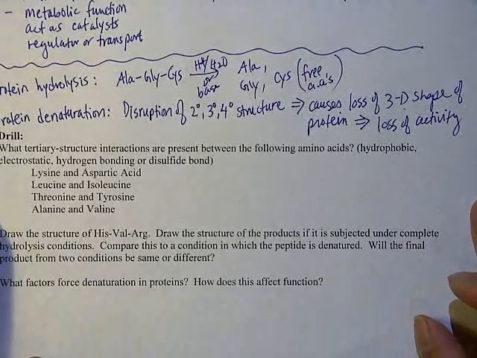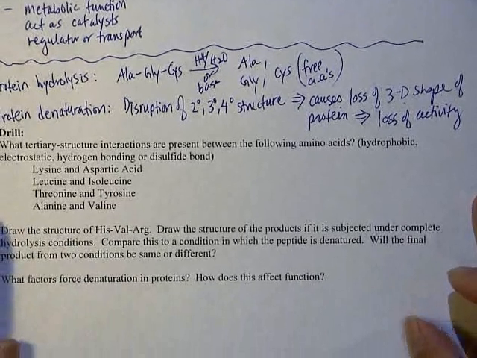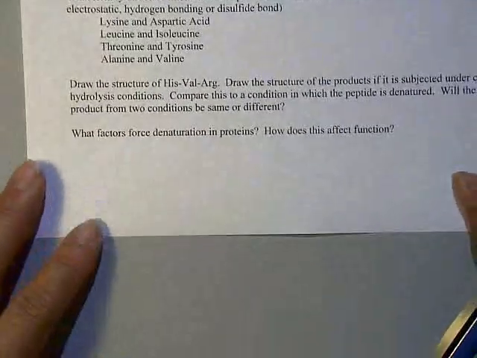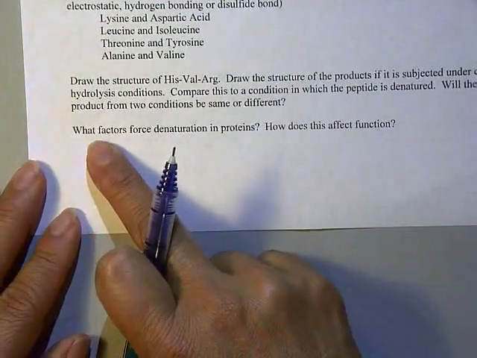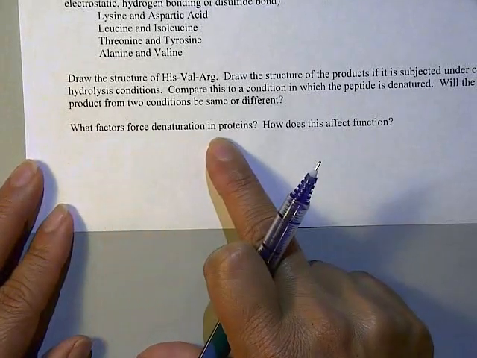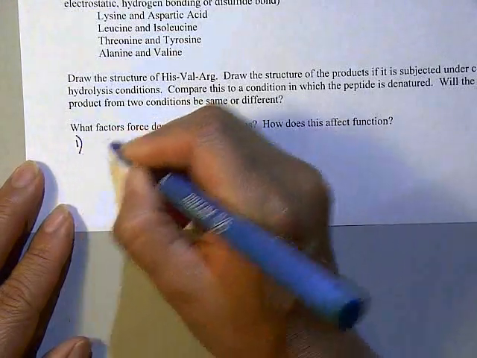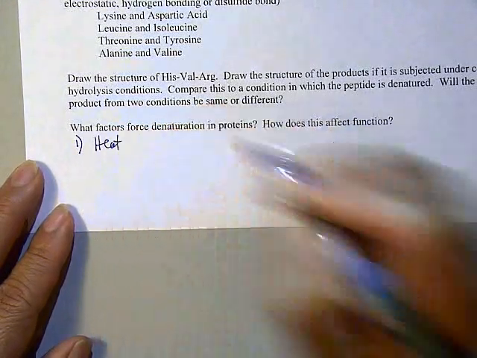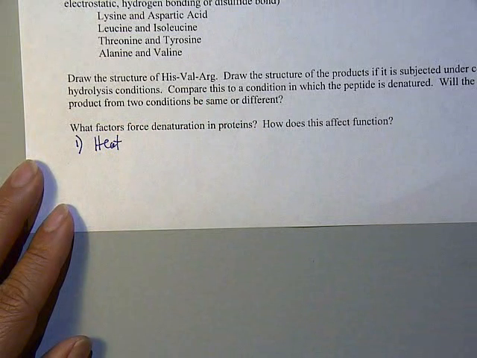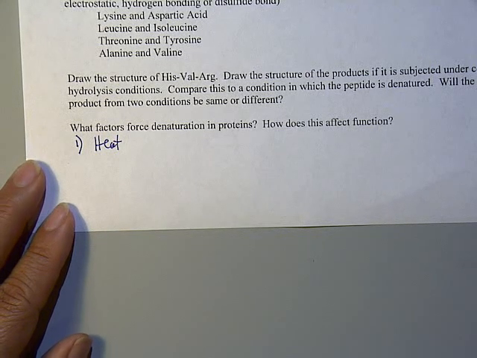So what causes proteins to denature? I'm going to write down at the very bottom, I'm actually answering this question: what factors force denaturization in proteins? First factor is heat. This is what happens when you're cooking meat, eggs, whatever. When you're giving a lot of temperature, heat, then it is causing the denaturization to occur.